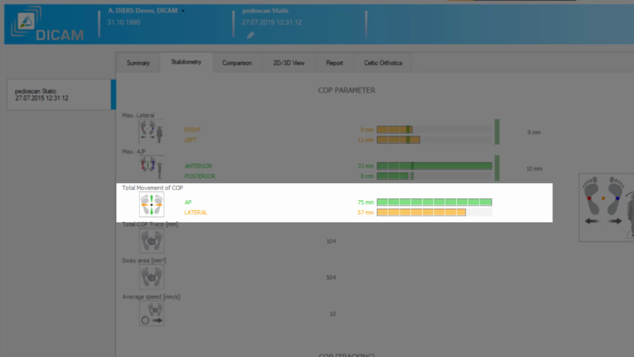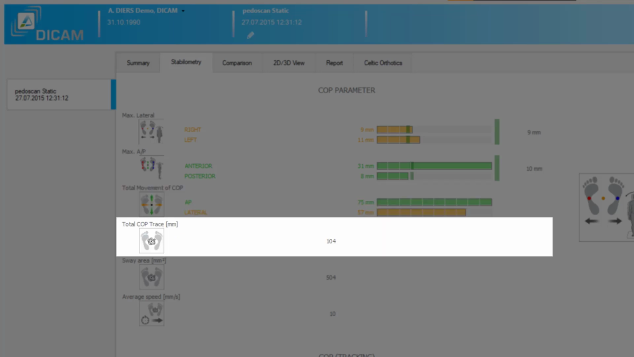All vertical and horizontal deflections are added up here. In the example, this gives us a total value in millimeters of XYZ anterior, posterior and XYZ lateral. This results in the COP trace. That's the total distance covered by the center of pressure. This is usually somewhat less than the sum of the total COP movement above it.